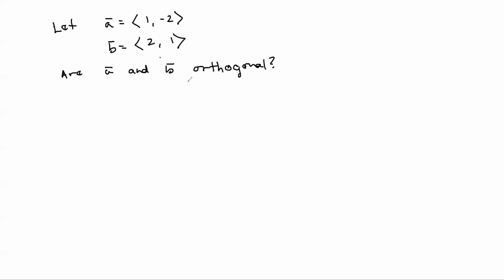So are A and B orthogonal? To figure that out, you can calculate what A dot B is. If you do that, you're going to get A dot B equals 2 minus 2 equals 0. Since A dot B equals 0, we can say A and B are orthogonal.